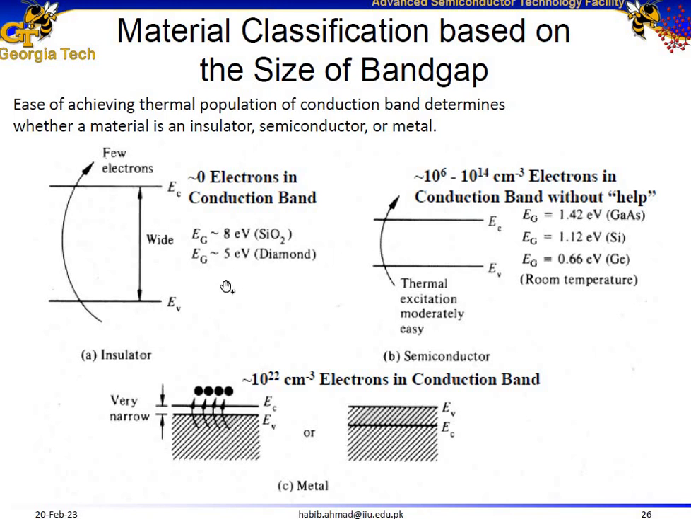If you further increase the band gap to 5 electron volts for diamond or to 8 electron volts for silicon dioxide, the intrinsic carrier concentration would be approximately 0, which means no electrons jump from the valence band to the conduction band at room temperature for silicon dioxide or diamond. And because of its poor conduction, we call this kind of material an insulator.